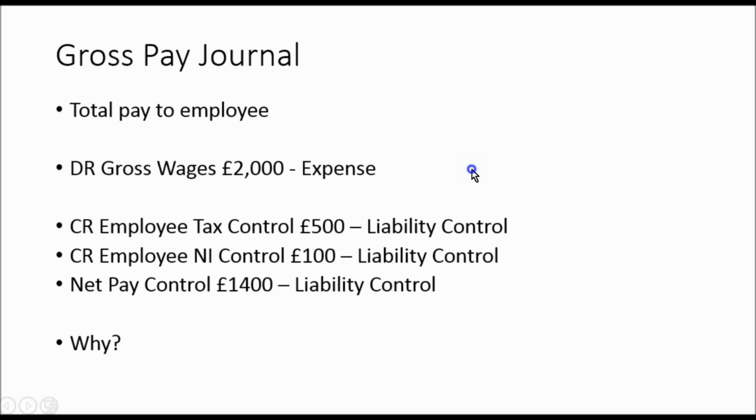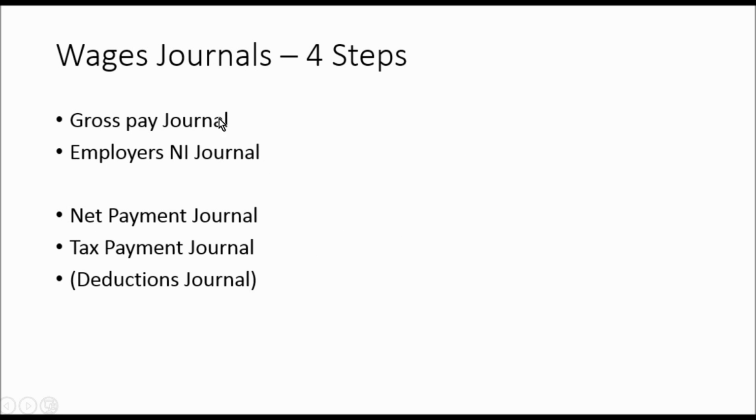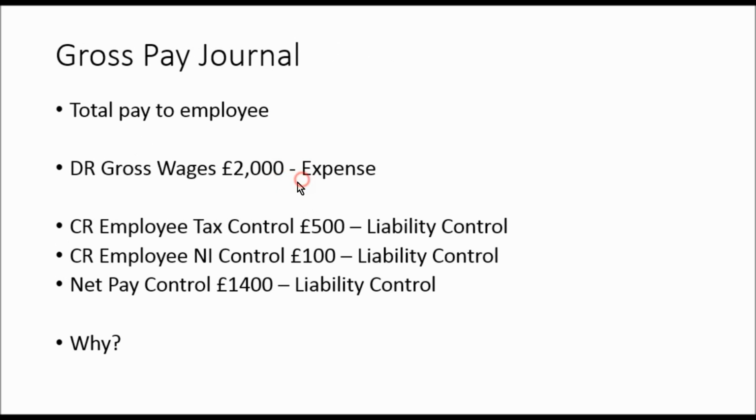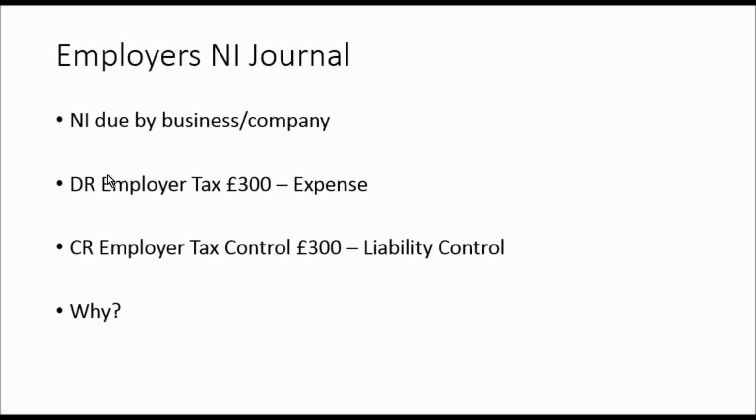So let's go back again. As mentioned, these are the expense and liability journals. These are the actual physical transfers of cash, or cash moving from one account to another. So employer's national insurance, debit the employer tax account, it's an expense account. Credit the employer tax control account, which is a liability. So they might be worded very similar, but one's an expense account, one's a liability control account.